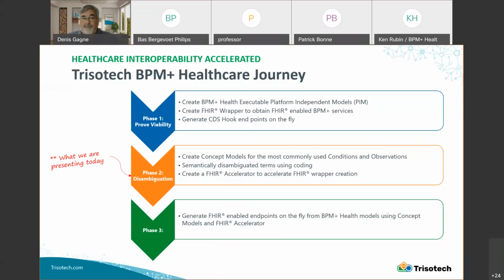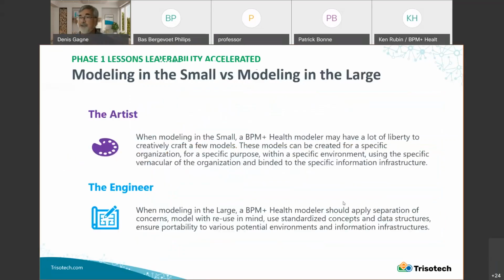Our phase three that is already outlined, but not yet initiated, is to look at having FHIR endpoints being generated on the fly directly from the BPM Plus Health conceptual model. So that's the next phase we want to address. So I'll pass it to John now to talk about our experience with phase one.